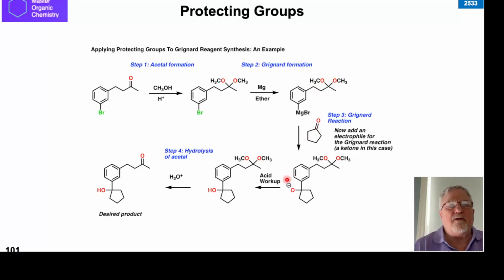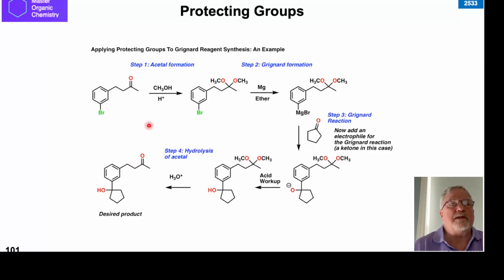We can add an electrophile. This carbon is going to attack this carbon, form our carbon-carbon bond, which we see here. And then when we do the acid workup, we're going to protonate that. And as long as we have some water, we can add some more water at the end. We will then deprotect our carbonyl group and get back to our normal condition, the compound we were looking for.